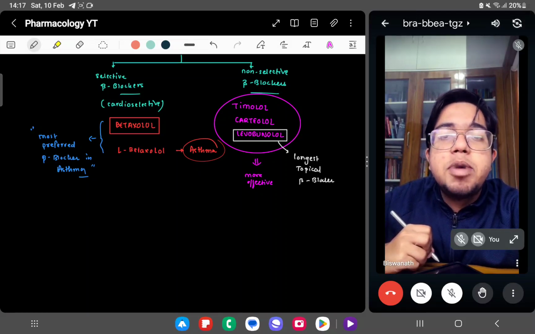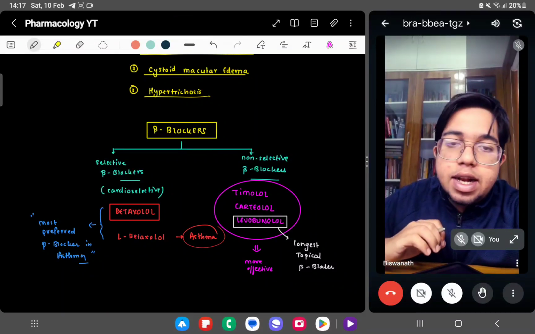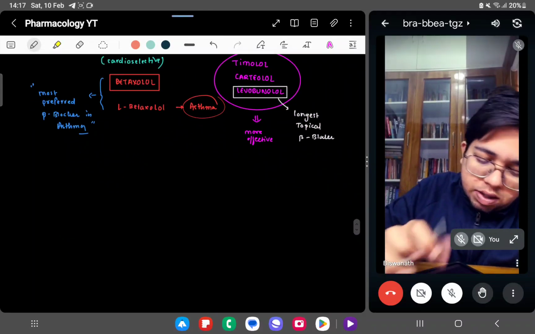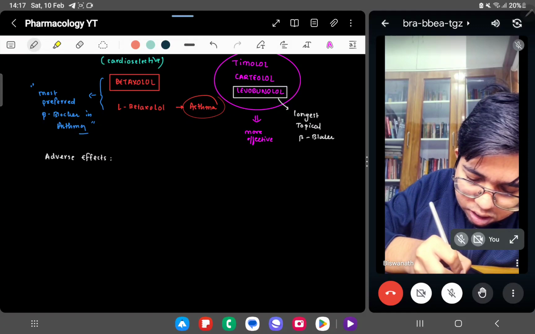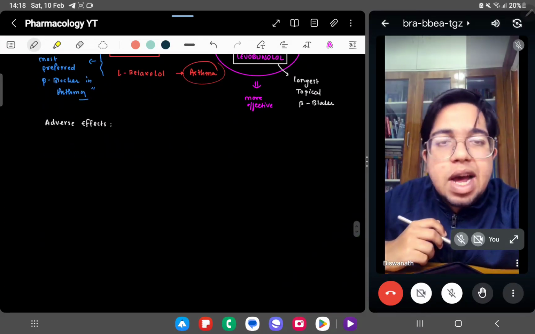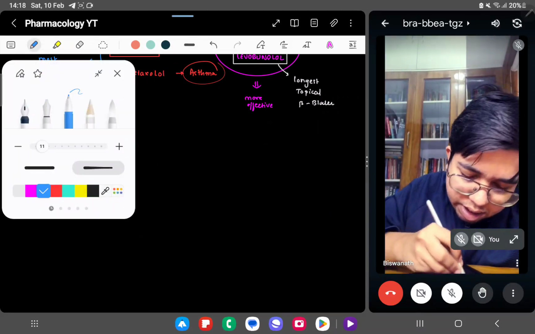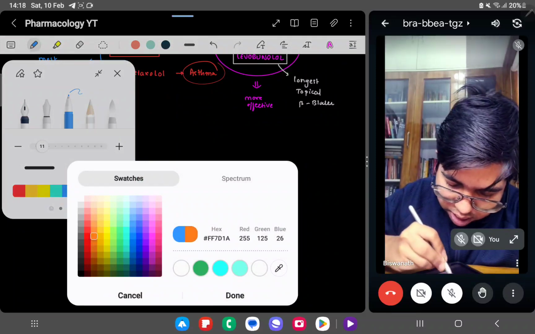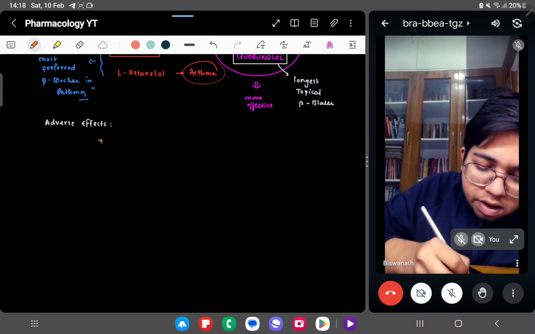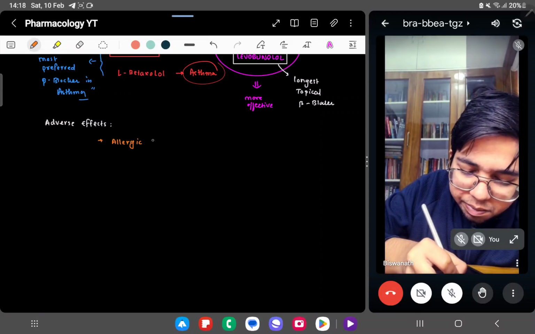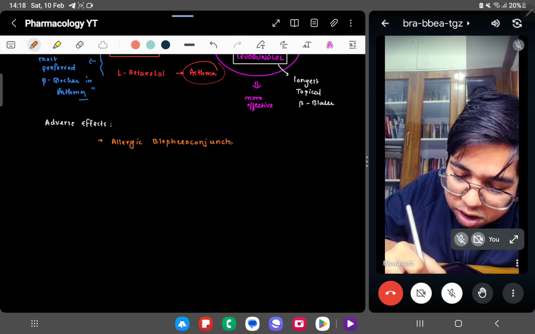And if we are talking about the adverse effects, we talked about beta blockers, selective and non-selective. Let's discuss the adverse effects of beta blockers. If we're discussing adverse effects, we have something very specific. Let's write it with a good color. Let's take orange. Allergic blepharoconjunctivitis.